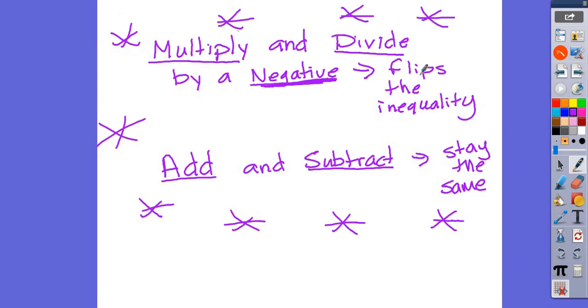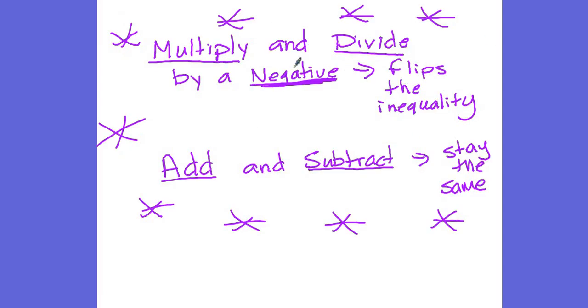For number 9, I would write this and put big stars, because this is the only thing you have to remember with inequalities. And it is the number one thing that kids forget to do. You'll forget to do it come next year too. Multiplying and dividing by a negative flips the inequality. Does it flip it if you divide by a positive? No, just a negative. Adding and subtracting anything, a positive or a negative, always stays the same. So we're writing that for number 9.